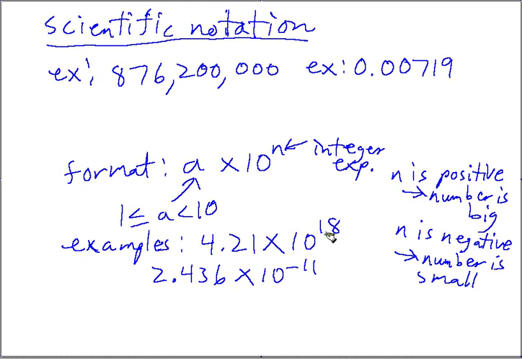The other number is a huge number, because 10 to the 18th means that to write this number out, I need to move the decimal 18 times to the right. This number is very small because of the negative integer exponent on the base 10. That means I need to move this decimal not 11 times to the right, but 11 times to the left. So that makes it practically 0 here.